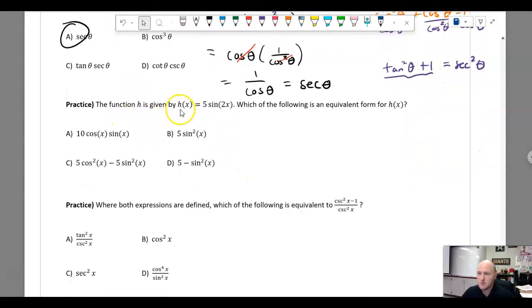Okay, practice question. The function h is given by h of x equals 5 sine of 2x. Which of the following is equivalent for h of x? Please pause me. Again, this is another double angle one, so double check your double angle formula for sine. Should be a pretty easy one.